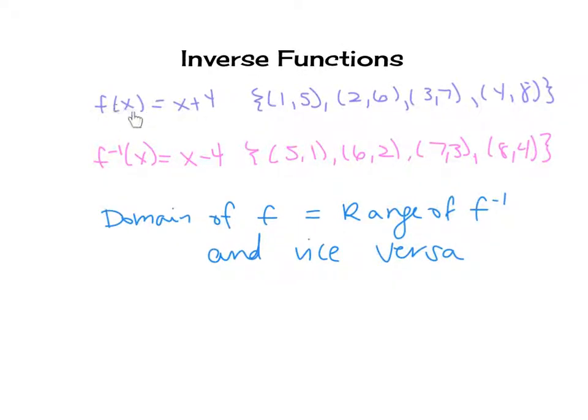So if I have the function f of x is x plus 3, we have the points (1, 5), (2, 6), (3, 7), and (4, 8). The inverse of this function, f inverse of x, is x minus 4. The points we have are (5, 1), (6, 2), (7, 3), and (8, 4). The thing that I want you to notice is that the domain of f, our x values, is equal to the range of the f inverse, right? So it's switched. The x's become the y's, and the y's become the x's. That's a key thing to remember in this section.